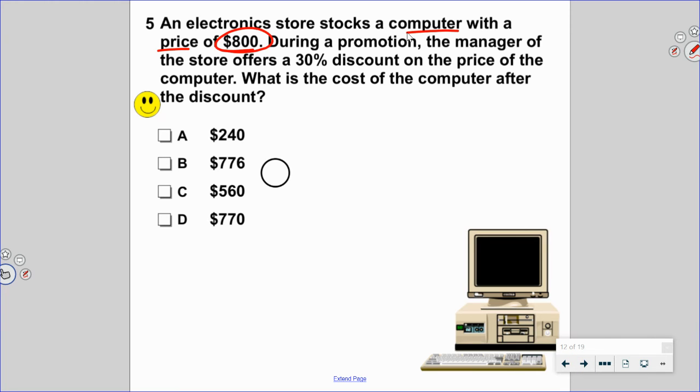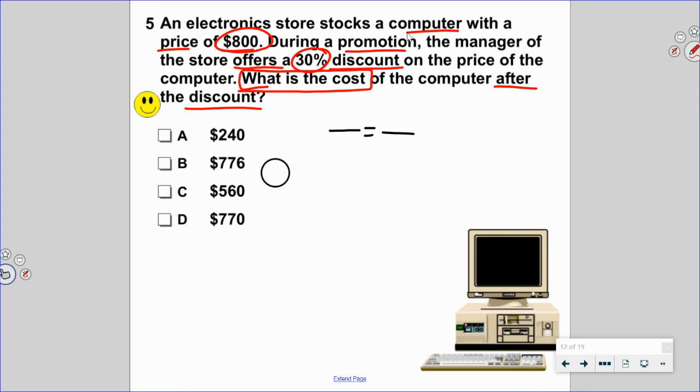$800 price. Promotion, I don't know if that's interesting to you or not, but usually that tells me something. Offers 30% discount. What is the cost after the discount? Oh, now this is interesting. All right. Let's go ahead and set up our relationships here.